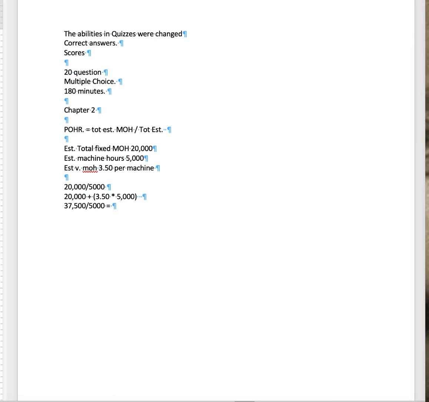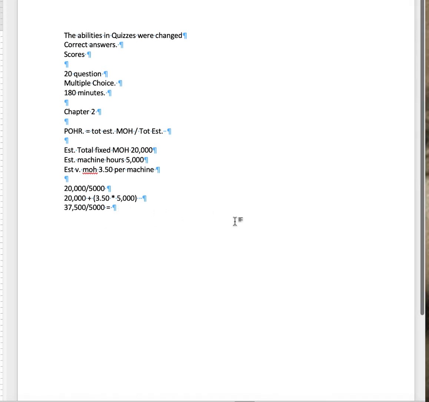Okay, let's see what else we got. We will have to calculate departmental predetermined overhead rates, and I know we worked on an example of that in our study guide, and I know there were some questions on that in the pre-built problem. So departmental predetermined overhead rate. Okay, so you need to know that.